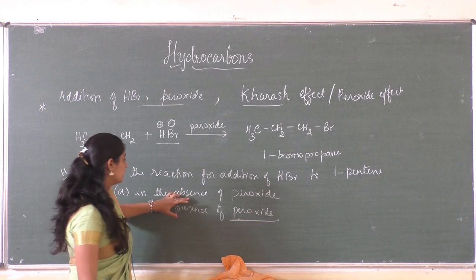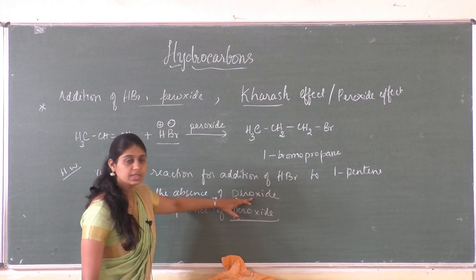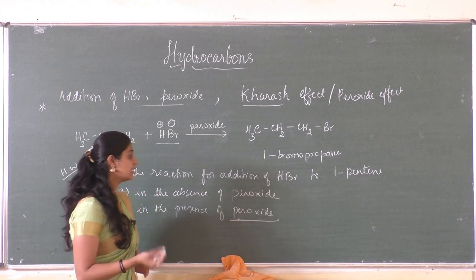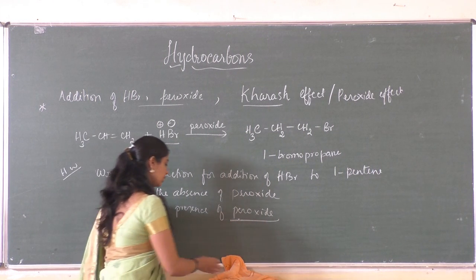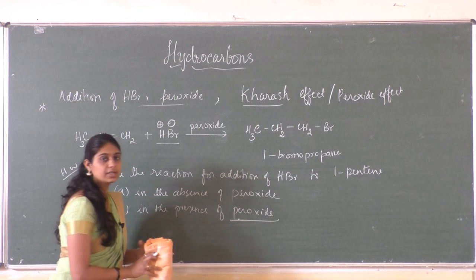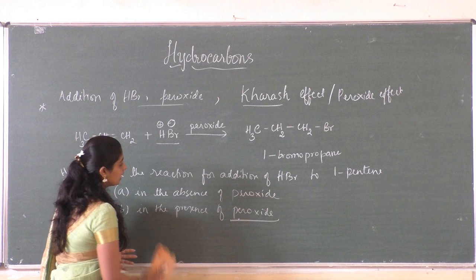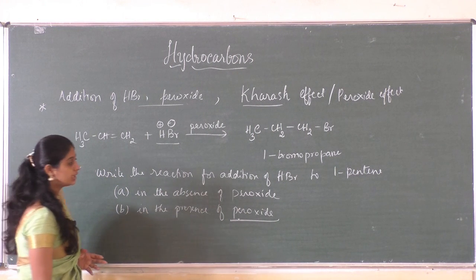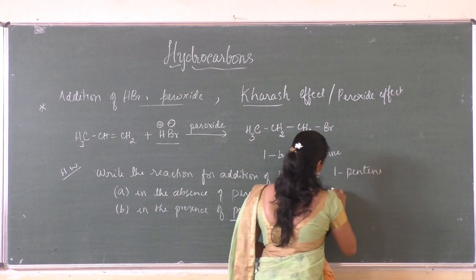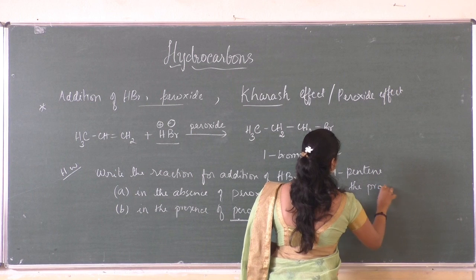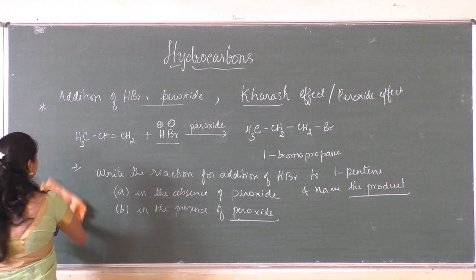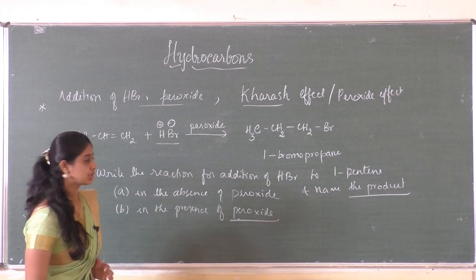In the absence of peroxide, the addition takes place according to Markovnikov's rule, and in the presence of peroxide, it takes place against Markovnikov's rule. So now you are familiar with Markovnikov's rule and its addition. Which part needs to be attached to which carbon atom? See that, write the equation for that and name the product. This work you need to do. So this is about Markovnikov's addition and anti-Markovnikov's addition.